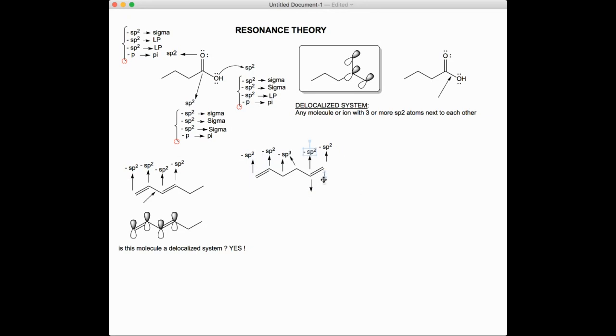So when I look at the orbital picture of this molecule, I can see how I do have a situation in which, once again, carbons 1 and 2 on the left side do have a p orbital each because they are sp2 hybridized. No p orbital here because it's sp3, no p orbital here because it's sp3, but another p orbital here, another p orbital here, okay? So is this a delocalized system? Is this molecule a delocalized system?